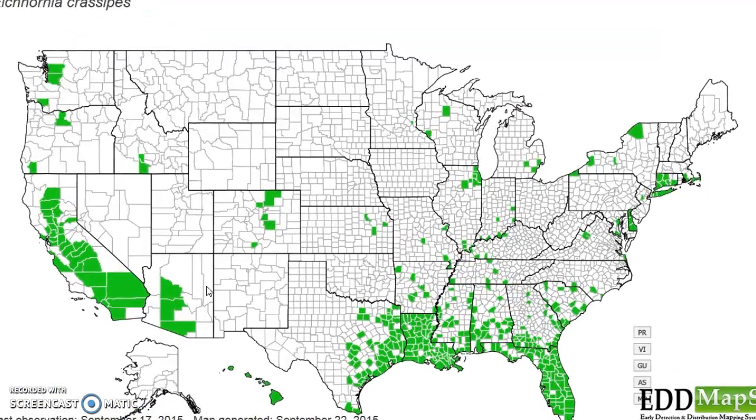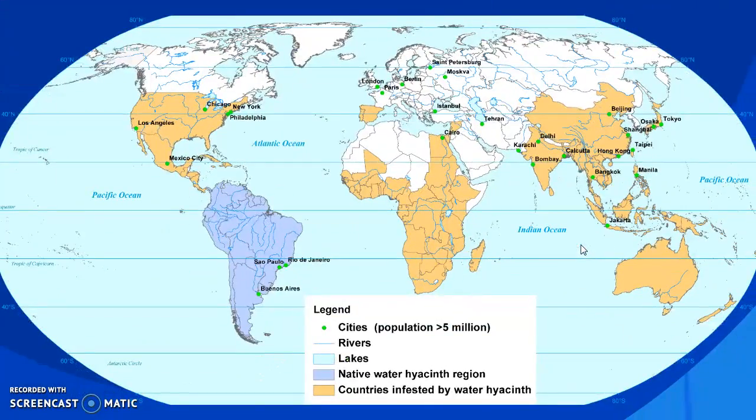Water hyacinths are currently found all around the southern states, also in California, and then Washington, Virginia, Kentucky, Missouri, Alabama, states like those. And the areas in the beige yellow part are continents and countries where the water hyacinths have also had an effect.